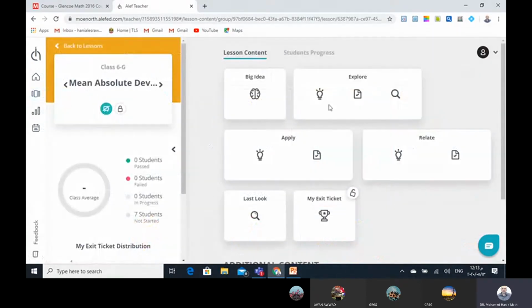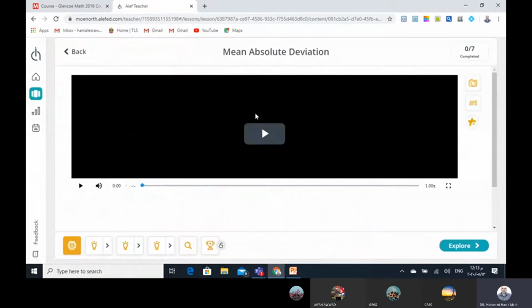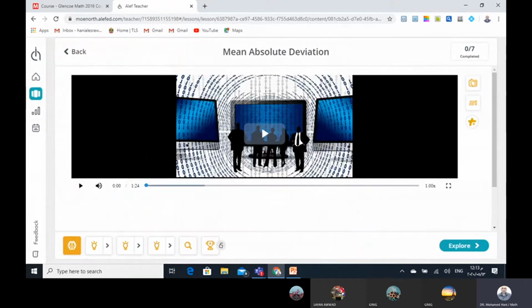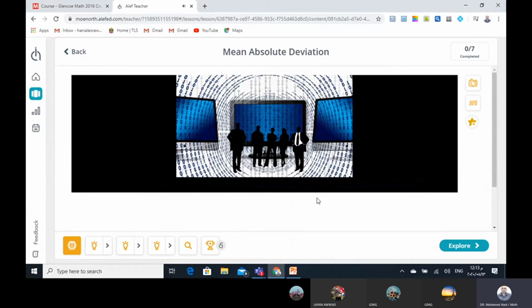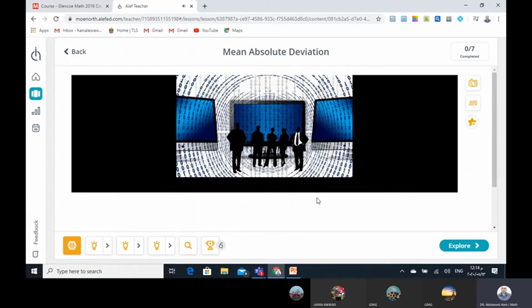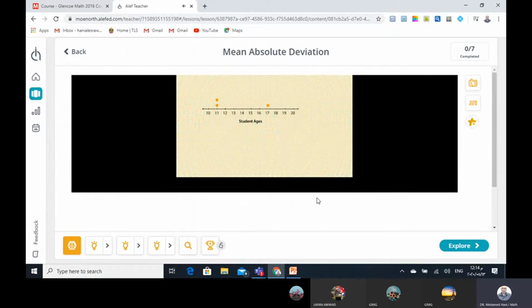Go inside this lesson. Go to the big idea. Please, before you start your solving, watch all the video. The mean absolute deviation is a measure you can calculate to determine how far, on average, each data point is from the mean. The following dot plot summarizes the ages of 3 students. The mean is 13. We can describe the spread of the data by finding the mean absolute deviation, or MAD.